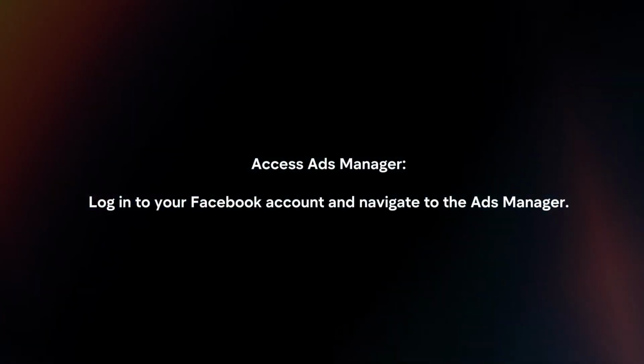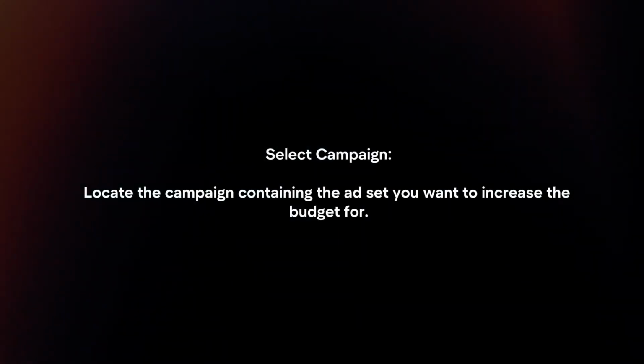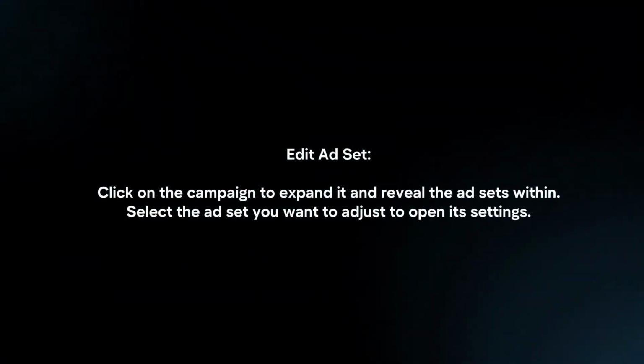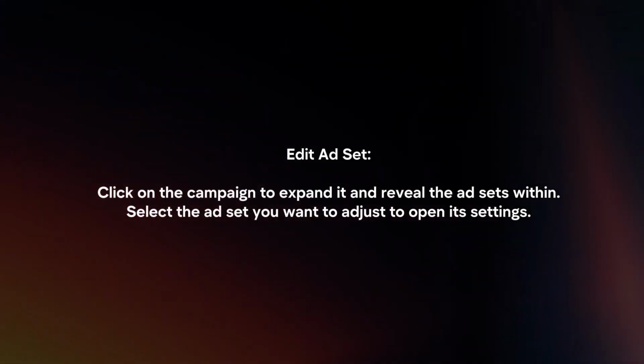Access Ads Manager. Log into your Facebook account and navigate to the Ads Manager. Select Campaign. Locate the campaign containing the ad set you want to increase the budget for. Edit ad set. Click on the campaign to expand it and reveal the ad sets within. Select the ad set you want to adjust to open its settings.